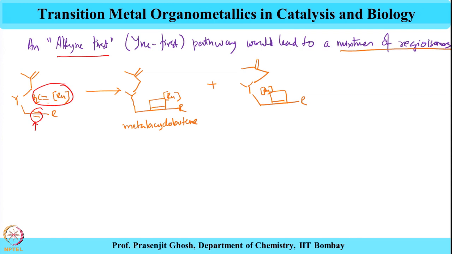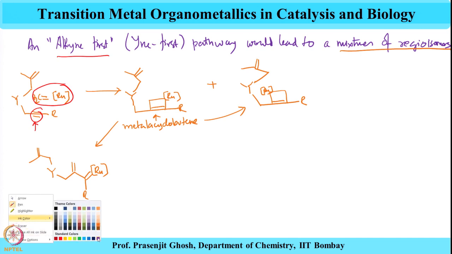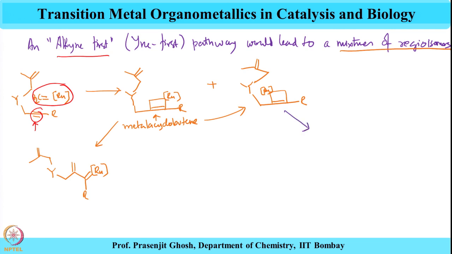so the catalyst can bind in both ways, one is this, the other is this, and this would give a product as is shown over here. Whereas the other mode of binding would give a product which is shown over here.